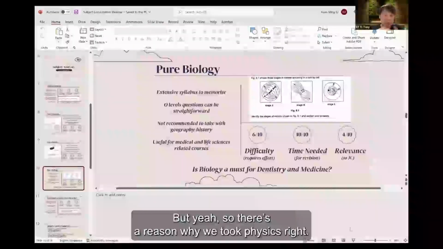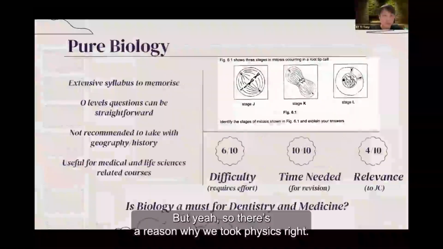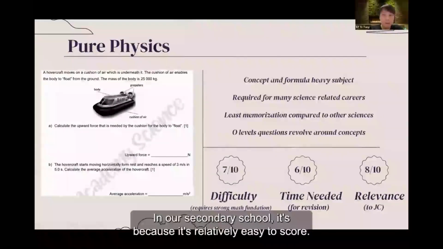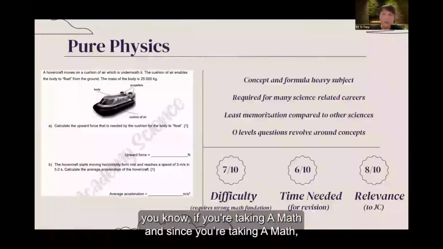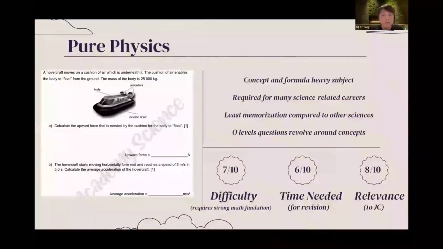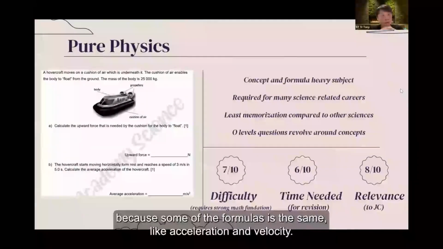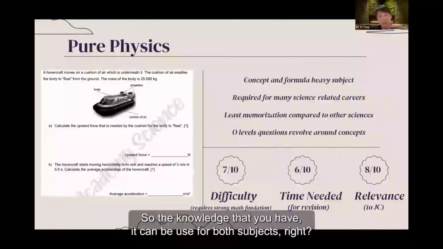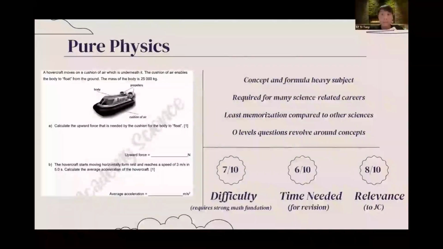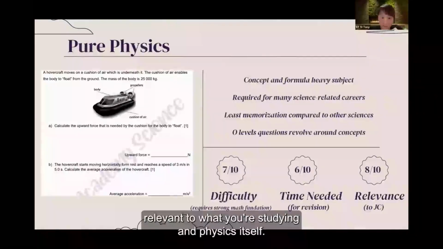But yeah, so there's a reason why we took physics, right, in our secondary school. It's because it's relatively easy to score. So normally I tell students, if you're taking E-Math, and since you're taking E-Math, you can't escape, you might as well just take physics, because some of the formulas are the same, right? Acceleration and velocity, you learn that as well, right? We call it speed in E-Math. So there's sort of like an overlap. So the knowledge that you have can be used for both subjects, right? So it's quite relevant to what you are studying.